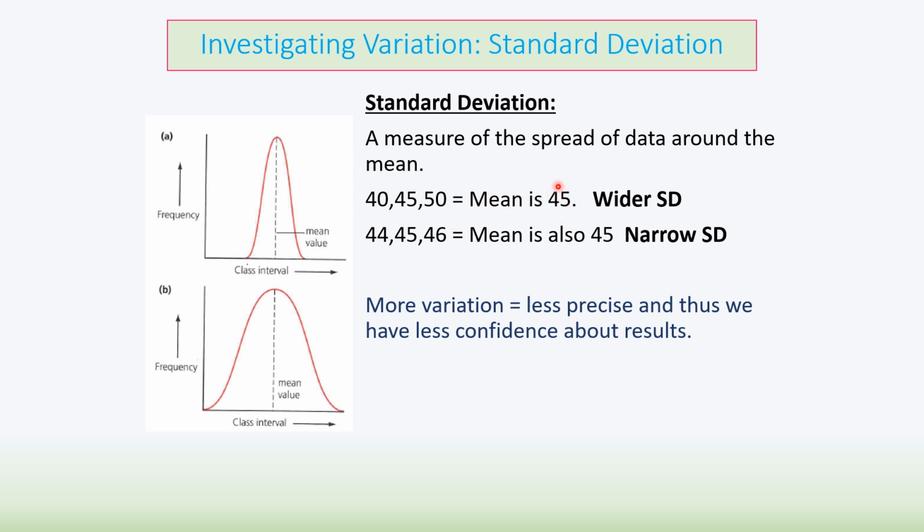There's a wide standard deviation, so it might look like this graph here. But if we have 44, 45, 46, the mean is also 45, but there is a much narrower standard deviation. So standard deviation is variation around the mean. There's also more variation, and therefore it will be less precise, if you have a wider standard deviation, so you'd have less confidence in your result.